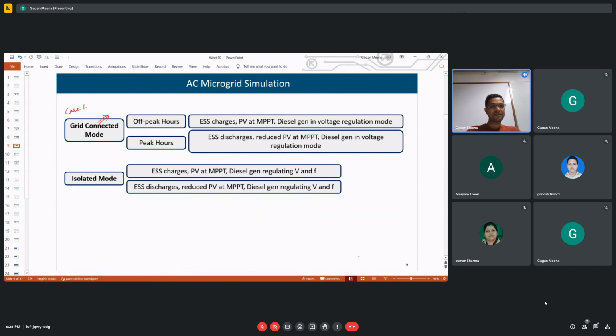And in peak hour, what will happen? Load is more. Then the solar generation. So in this case, what will happen? The energy storage has to discharge because PV is less. So it is reduced. PV is reduced, but operating at MPPT. So whatever reduced power is available, we want to extract it maximum. And diesel generator is still operating in voltage regulation.